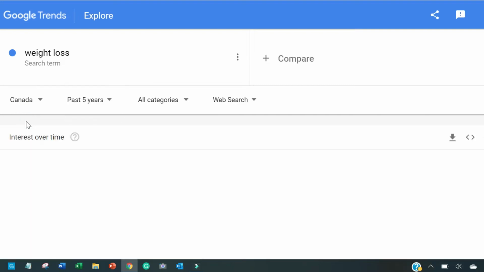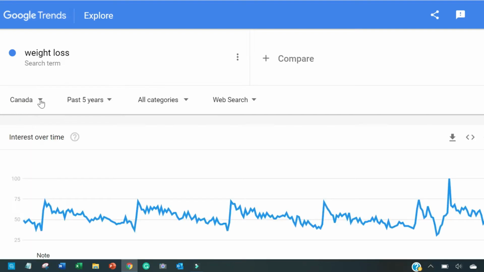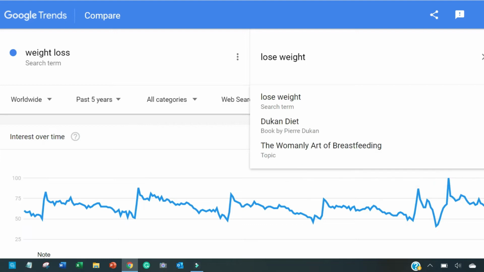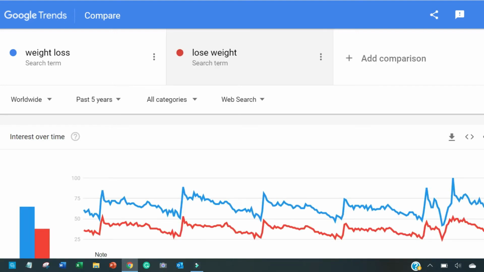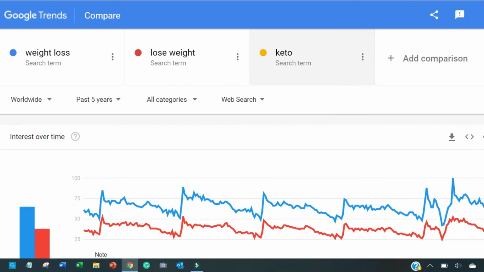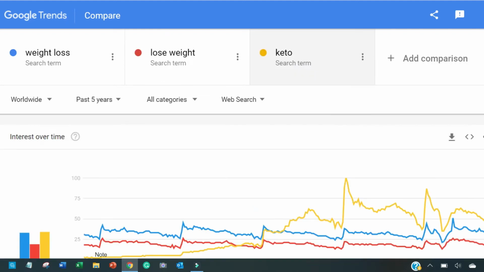Looks the same. Right, let's get back to weight loss and worldwide and see if we can compare this search term to something else. I want to find a term that I can use in general in my business or my vlogs. So I'll see if lose weight is more interesting around the world. No, it's not. It's red. Weight loss is blue. Lose weight is red, and you can see that weight loss is more popular than lose weight.